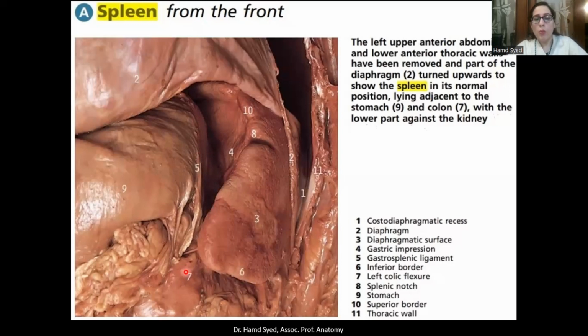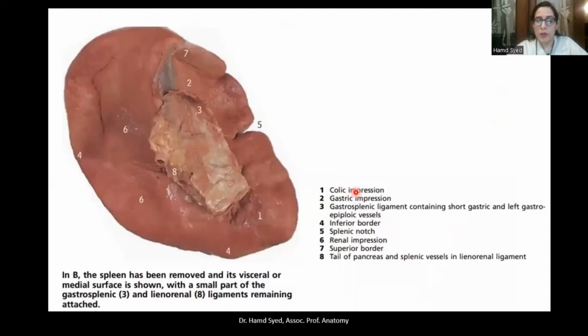Now, what about the other impressions on the visceral surface of the spleen? Well, if we want to look at the other impressions, here is now a spleen that has been dissected out for you. And you can see over here that this surface, which is facing us, is the visceral surface of the spleen. And over here, number 2 is the gastric impression, which we just talked about. Now let's look at this impression, which is number 6, the renal impression.